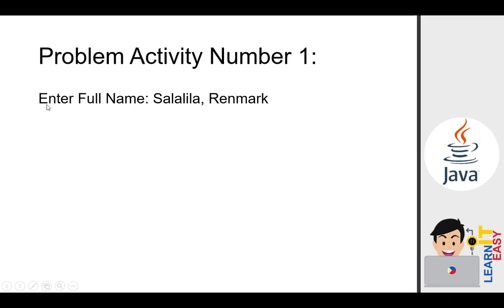So, ito yung magiging output niya. For example, nirun natin yung program, lilitaw yung enter full name. For example, ang pangalan ko, Salalila, and then comma, space, and then Renmark. So, if you press enter, it will extract first name, which is Renmark, and then the last name, which is Salalila. Ganun lang kasimple. Paghihiwalayin mo lang yung apelido doon sa pangalan.